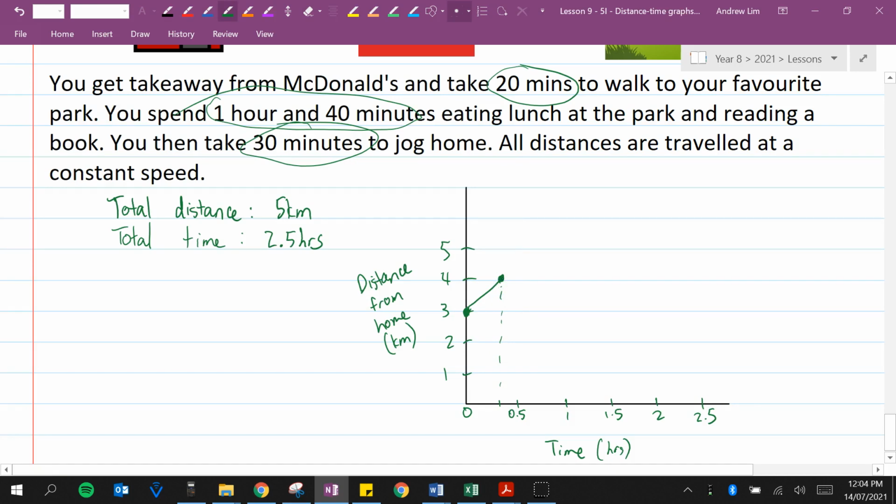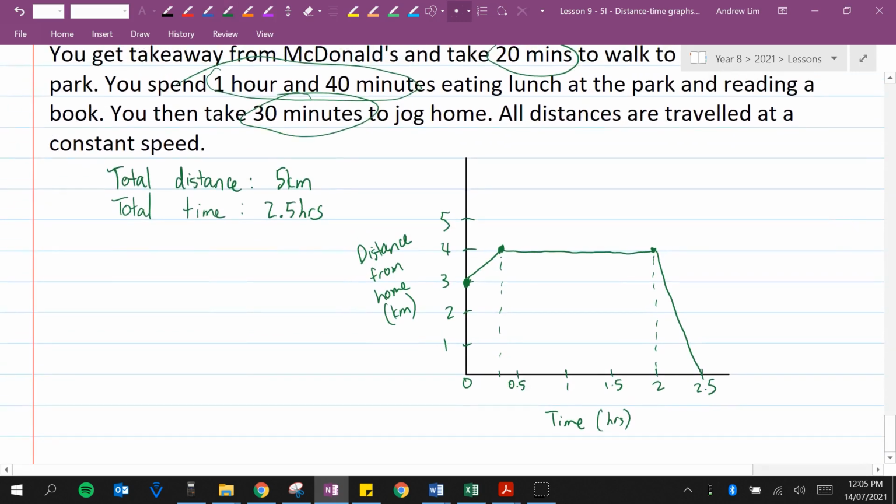We spend 1 hour and 40 minutes. So 1 hour plus 40 minutes plus 20 minutes is 2 hours in total. So after 2 hours have elapsed, we are still at the park. And then we take 30 minutes to jog home. That's half an hour. We get home. And that's it. Okay, so that's it for this lesson. I hope you now understand how to read, understand, and create distance time graphs.